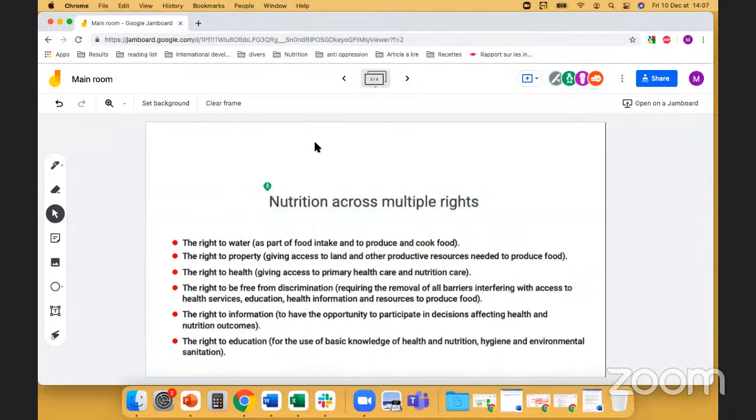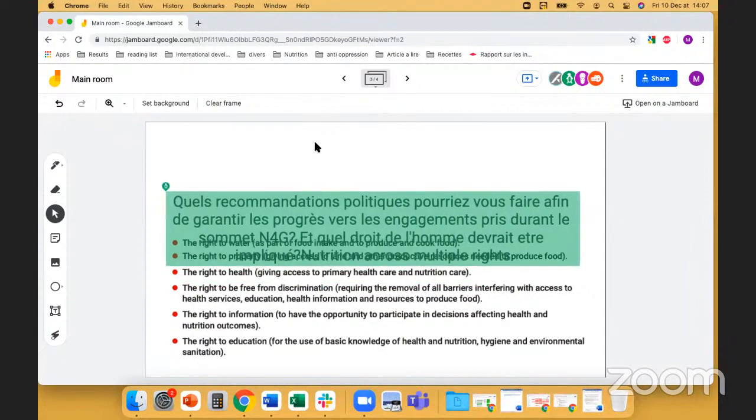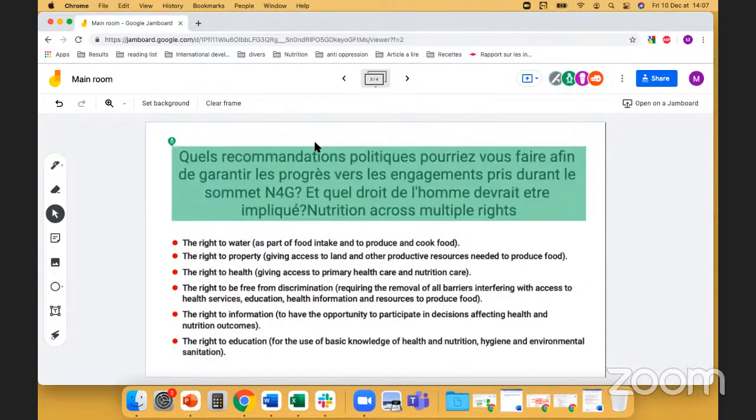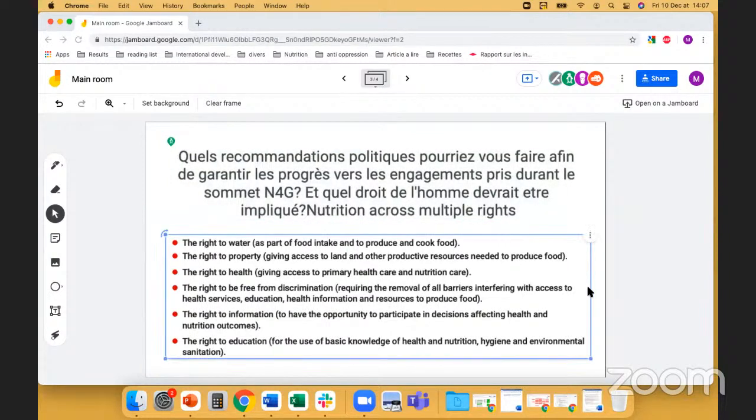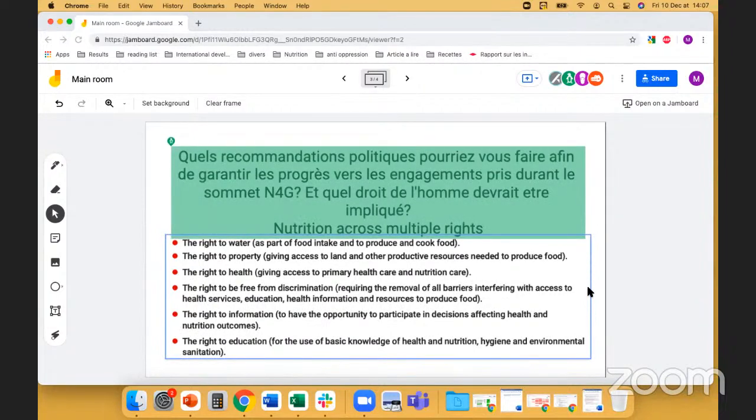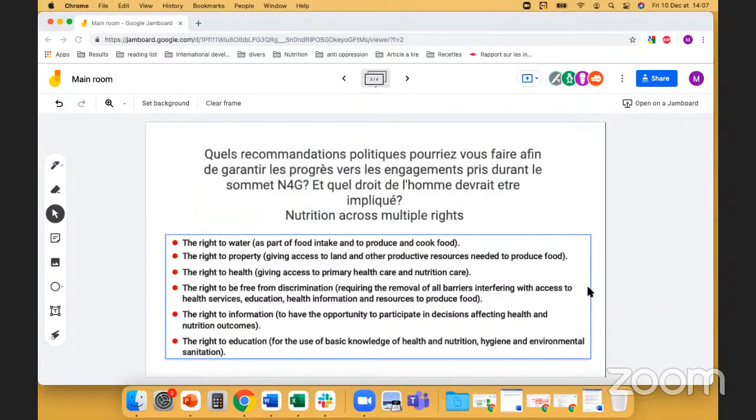So for example, we talked about nutrition education. Which one do you think is important to progress on to achieve this one? Thank you for the translation. No guess from no one? So how about the right to education? How important do you think the right to education is for progressing on having a healthy environment, nutrition environments for adolescents?